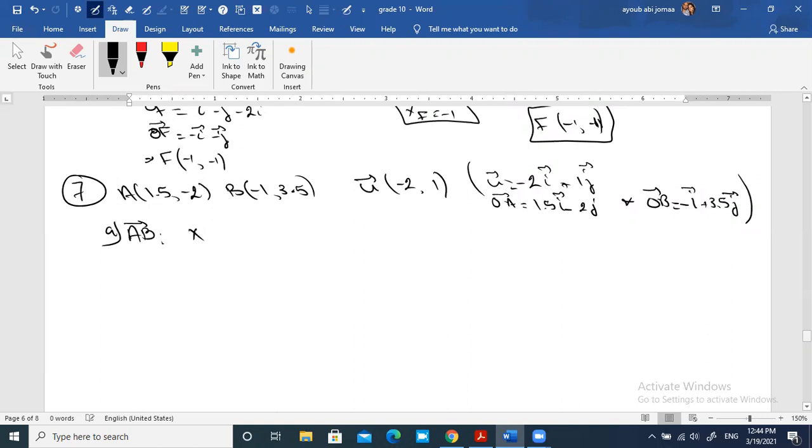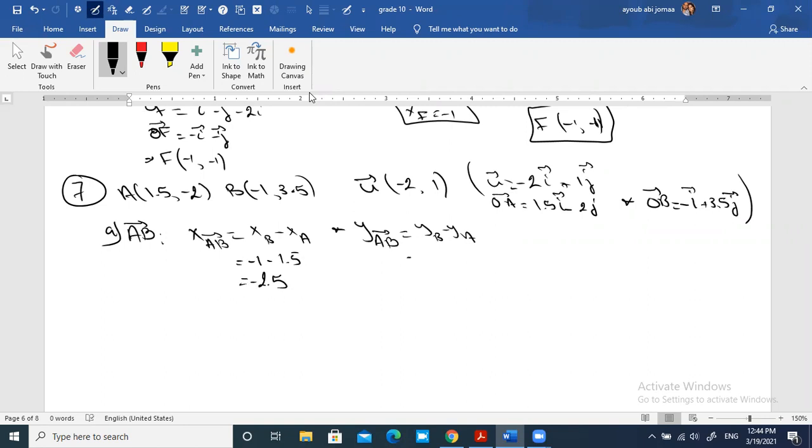So x of vector AB is x of B minus x of A, and y of vector AB is y of B minus y of A, which is equal to... What is x of B? Minus 1. X of A? Minus 1.5. And then the answer will be negative 2.5.